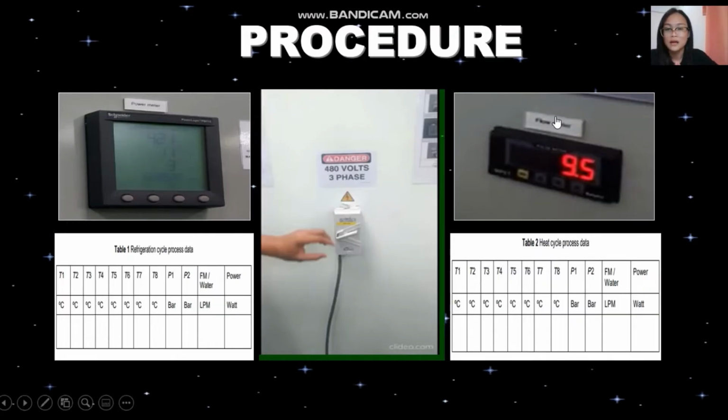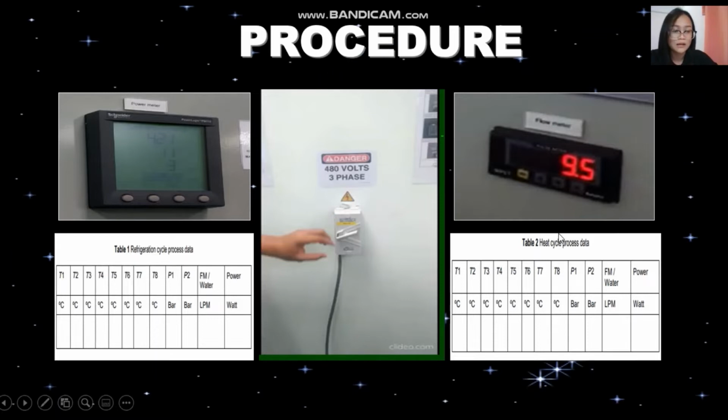In this lab, we need to do two types of experiments, that is the refrigeration cycle and the heat pump cycle. When we refer to Table 1 for the refrigeration cycle, we need to find the values of the temperatures T1, T2, T3, T4, T5, T6, T7, and T8. P1 is the low pressure and P2 is the high pressure in unit bar, and the water flow rate must be in liters per minute and the power in watts.